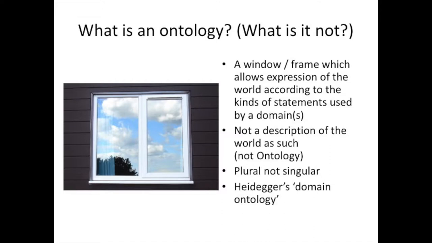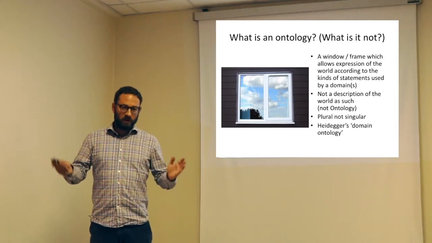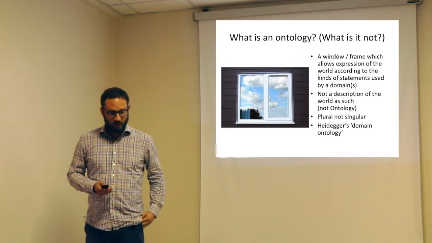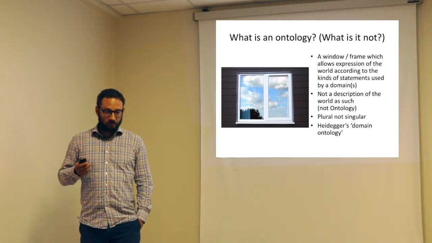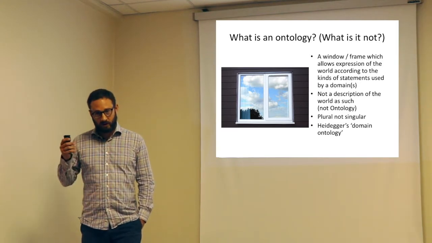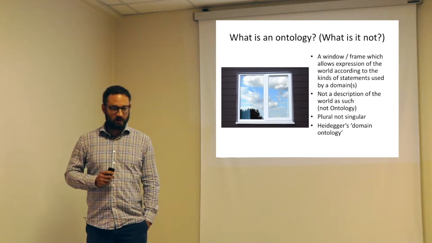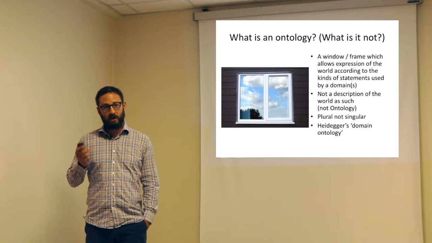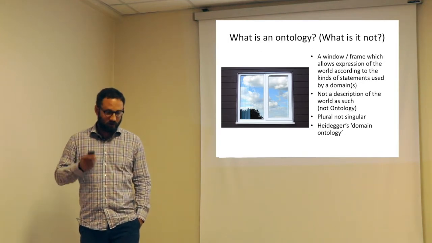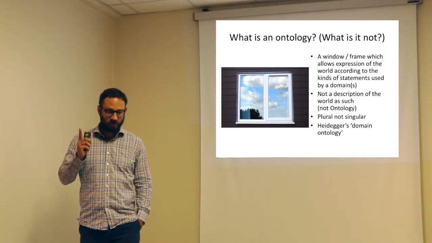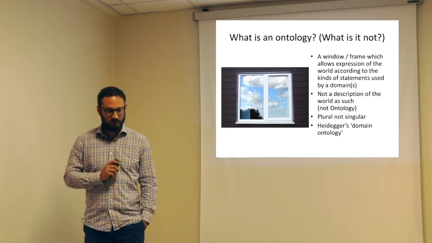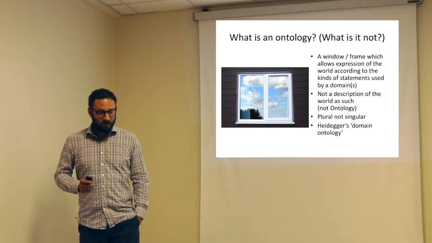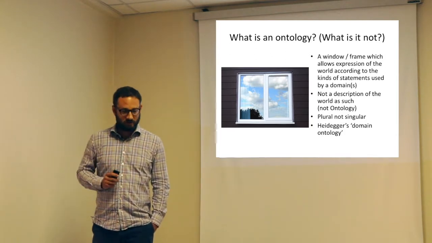Rather, it's trying to model a way of looking at the world that's broadly accepted by a group of people. That means that there are different ways of approaching the world, which means that there are different ontologies that are valid and exist side by side. So formal ontologies should be thought of in the plural and not in the singular. It's not one ontology with a capital O, it's many small formal ontologies. To make a reference to the philosophical tradition, this is what Heidegger would have called a domain ontology.